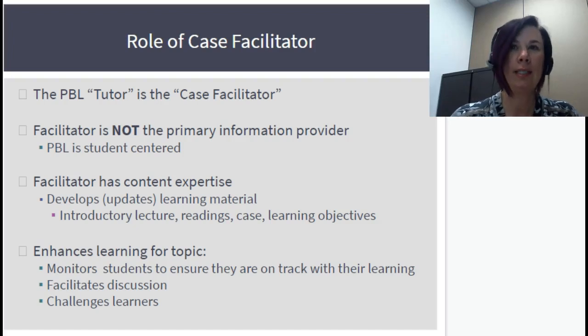You can expect the facilitator to be monitoring the students to ensure they are on track with their learning and to helping facilitate online discussion and challenging you as a learner.